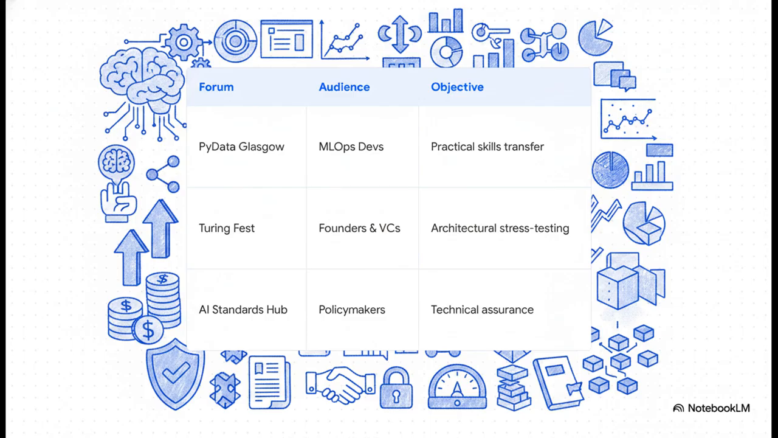The focus is high-signal, zero-noise stress testing to figure out which of these massive architectural optimizations, like Flash Attention 3, are actually commercially viable. Meanwhile, over at the AI Standards Hub, policymakers are working alongside devs to figure out how to credibly govern and assure these extremely powerful algorithms.